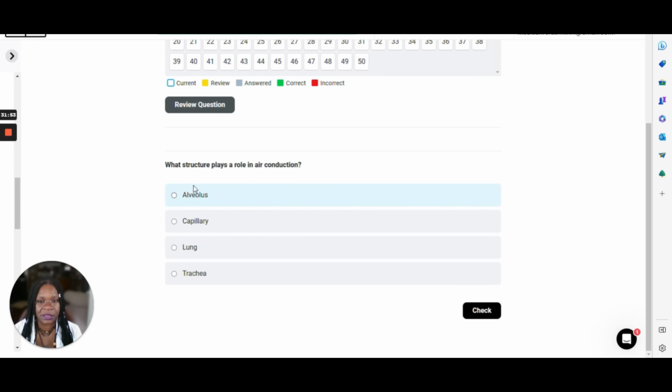Which structure plays a role in air conduction? Is it the alveolus, capillaries, lung, or trachea? Now, think here, right here, we have a keyword, structure, right? So automatically start thinking parts, body parts. Capillary is not an actual body part. You know what I mean? Like it is, but I guess it's more like a thing. Like, it's a blood vessel, but it's not an actual, I don't know. Either way, I hope I'm not confusing anybody, but I'm going to go with the trachea of this right here. And here's why, because the key words right here are going to be air conduction, right? Not gas exchange, but air conduction.